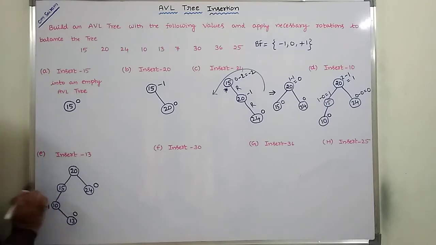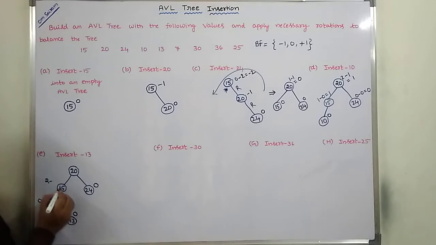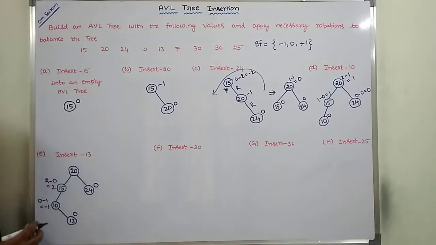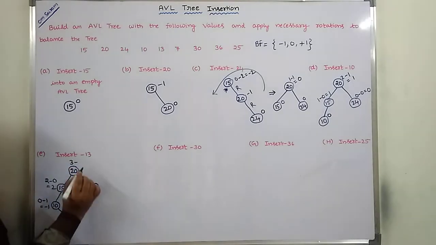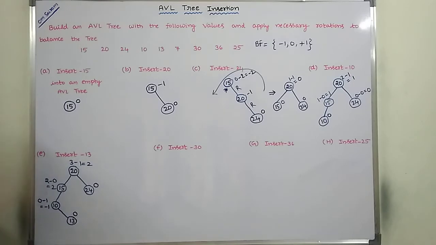Next, go to node 15. The height of the left subtree is 2, minus the height of the right subtree, 0. So 2 minus 0 is equal to 2. Next, for node 20, the height of the left subtree is 3, minus the height of the right subtree, which is 1. So 3 minus 1 is equal to 2. Okay, here node 15 has an invalid balance factor, and node 20 has an invalid balance factor. First, we perform the rotation operation.